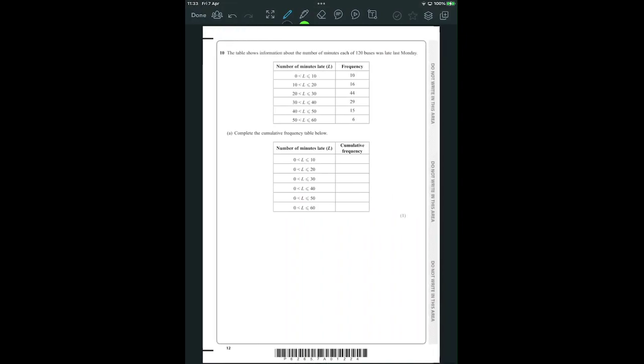Question 10. Cumulative frequency. Okay, so we get 1 mark just by remembering cumulative frequency is a running total. It's an add up as you go along. So 0 to 10 is just 10. 0 to 20 is the first 2 parts, so I need to add on 16, I need to add on 44, add on 29, add on 15, 114, and then add on 6. Check that my total matches their total, and I'm happy.